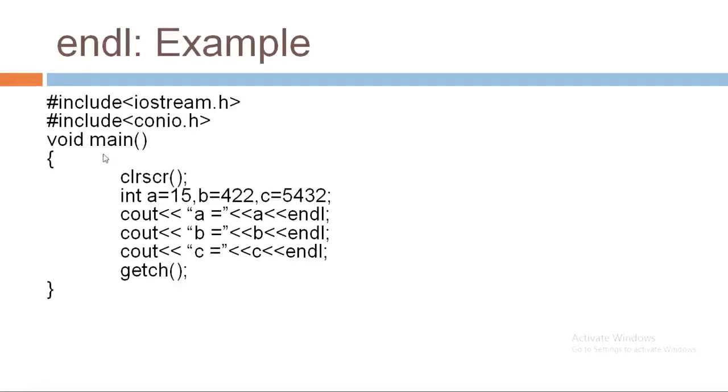Let's see the example. Here 3 variables are declared with 3 different values, and then cout a equal to, and at the end the endl manipulator. In the same way for the value of b and the value of c. Here 3 instructions are written. Each and every line has endl as a new line character. So what happens in the output? All these 3 values will be displayed on separate lines.